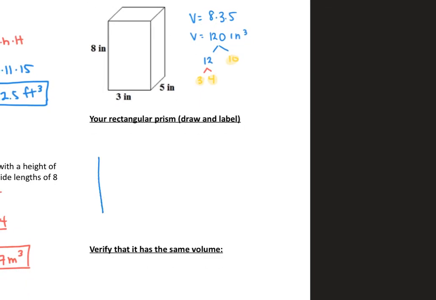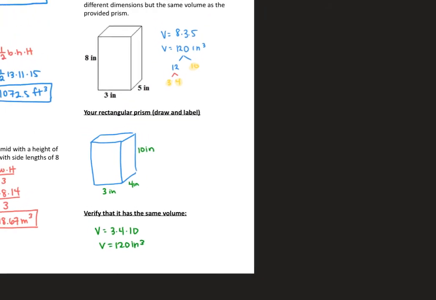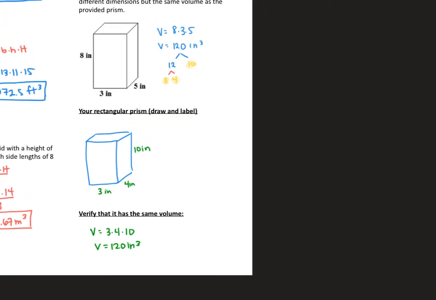So drawing this rectangular prism looks something like this. Again, it doesn't really have to be perfect. And we just need to label. So 3 by 4 by 10. And to verify it has the same volume, we're just going to multiply 3 times 4 times 10, which is 120 inches cubed. So if we needed to, we could even figure out another combination, but instead of breaking down the 12, we could have broken down the 10 into 2 times 5. So 12 times 2 times 5 would be another combination that would work for a rectangular prism.